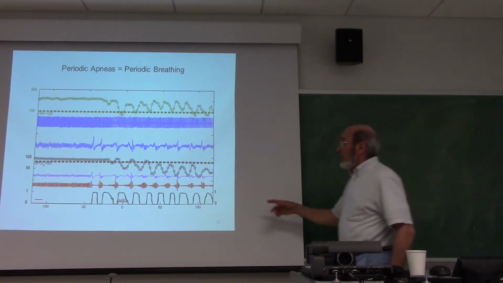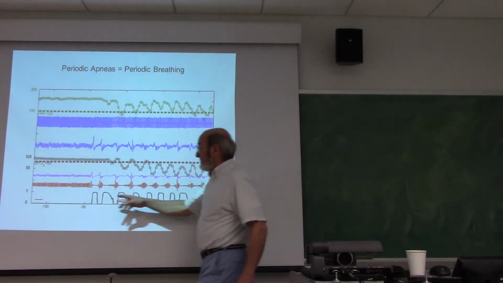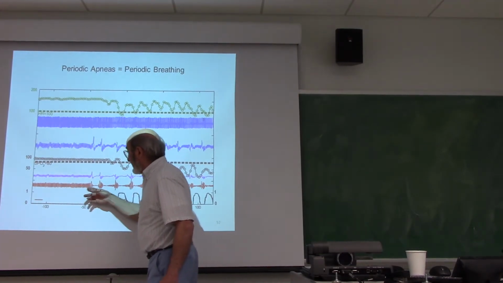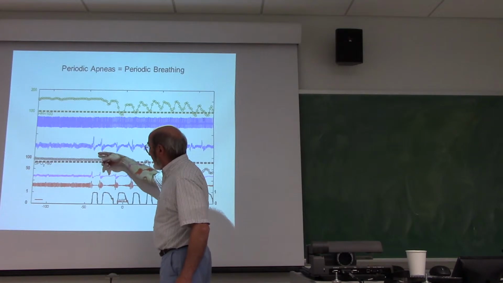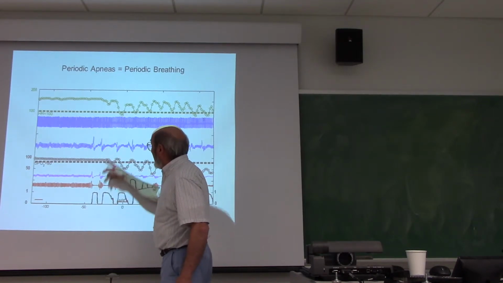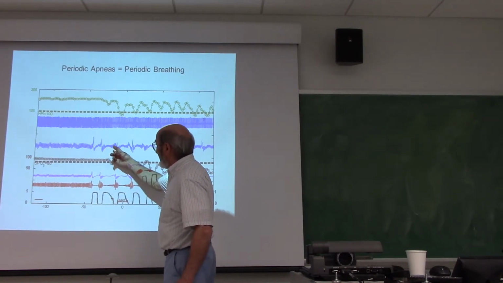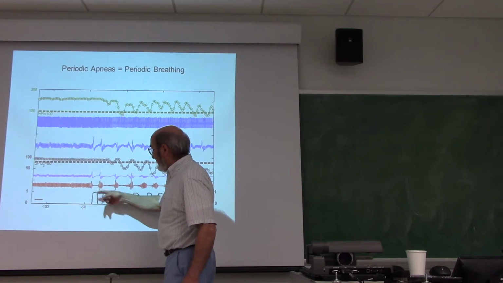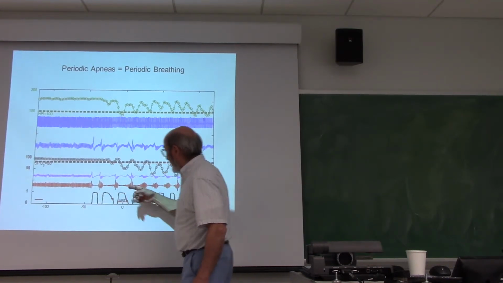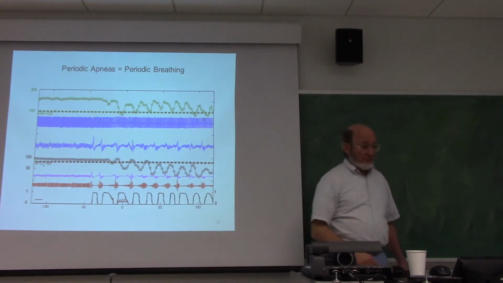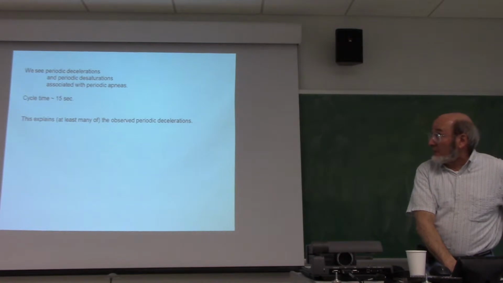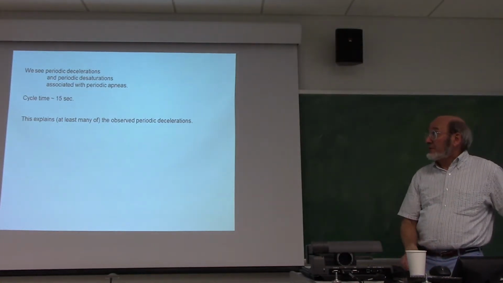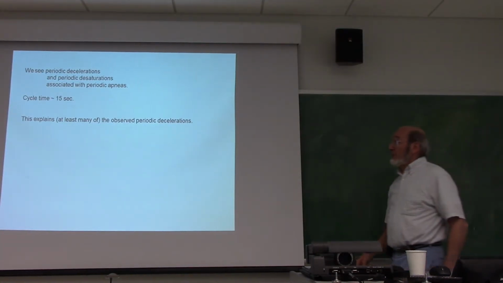Here's another example of periodic breathing. Baby's breathing regularly, takes one big deep breath, and then stops breathing. Hard to see in here because of that big cardiac artifact, but very plain here. Stop, apnea, breathing, apnea, breathing, apnea, breathing. Very regular rhythm. Well, okay, so we're seeing periodic decelerations associated with the periodic apneas.